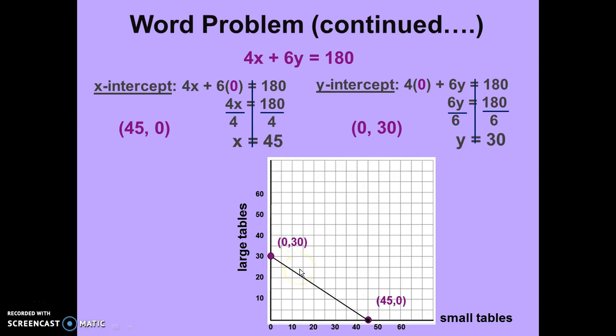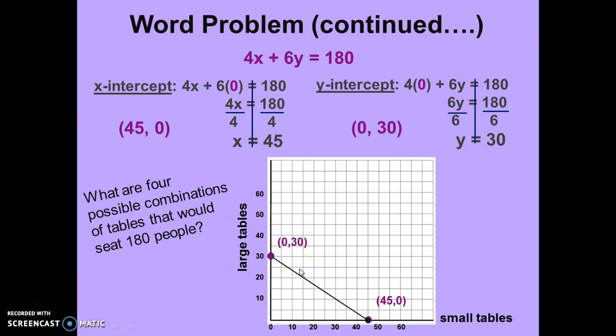Okay, so last thing, what would be some actual combinations of tables that would make sense for this event? Well, you could do all 30 large tables. If I pick 0 small tables, I could seat everybody with 30 large tables. Or I could only choose small tables and use 45 of those, right? Those would be two possible solutions.